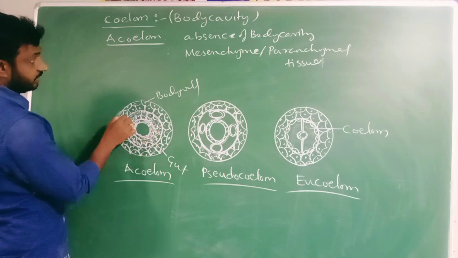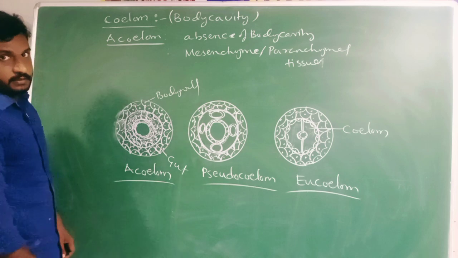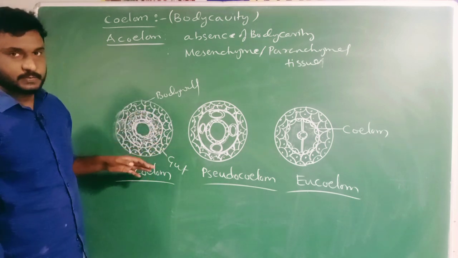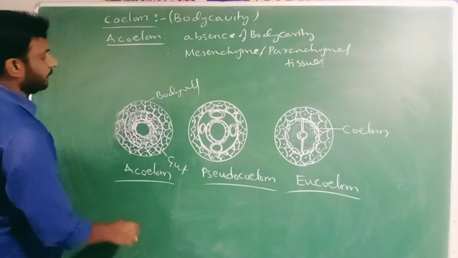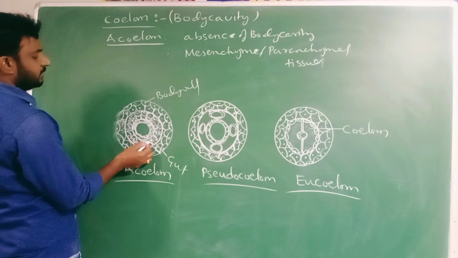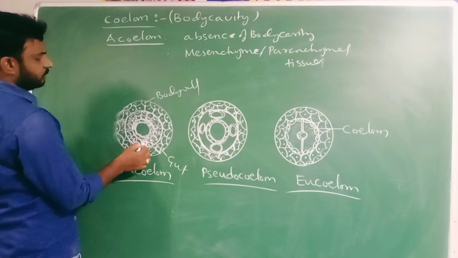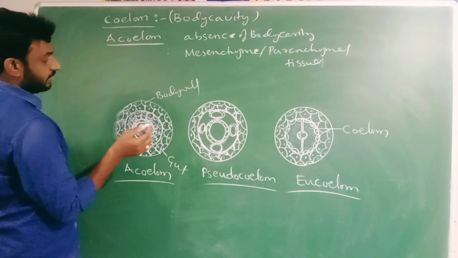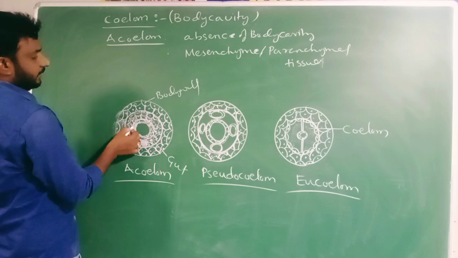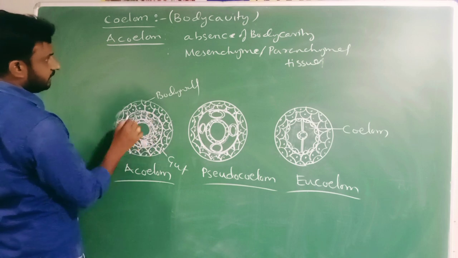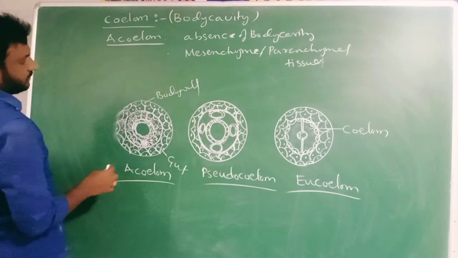This is a disadvantage to acoelomates. In the acoelomates, visceral organs are not freely suspended. Those are tightly packed. For example, if one organ is present here, this organ is tightly packed with tissue only. It cannot move freely. This is one disadvantage in the acoelomates. Acoelom, absence of body cavity. Between the gut and body wall, there is no space. This space is filled with a tissue called mesenchymal tissue or parenchymal tissue.